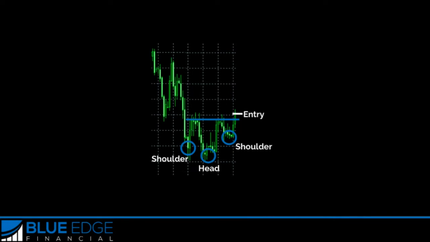Another way to fade breakouts is through chart patterns. Two common patterns where false breakouts tend to occur are head and shoulders and double top and double bottom patterns. The head and shoulders pattern is usually difficult for new traders to spot, but don't worry if you're new, you'll begin to spot this pattern with more experience.